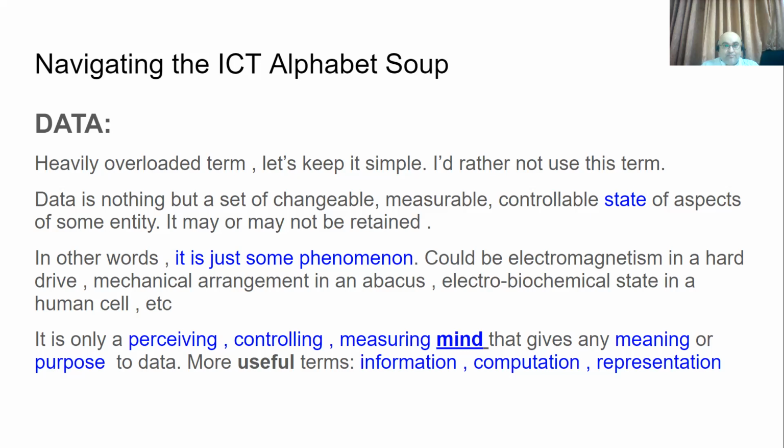So, a disclaimer, I really don't like the extremely overloaded usage of this term. So, let's keep it simple. If you really think about it, data is nothing but a set of changeable, measurable, controllable state of aspects of some entity, right? And it may or may not be retained, but that's quite beside the point. The important thing is that data is just out there. There is no such thing as data. There are only attributes of different physical phenomena in the real world.